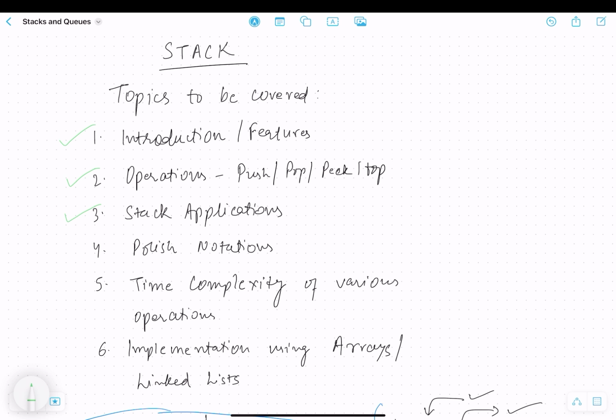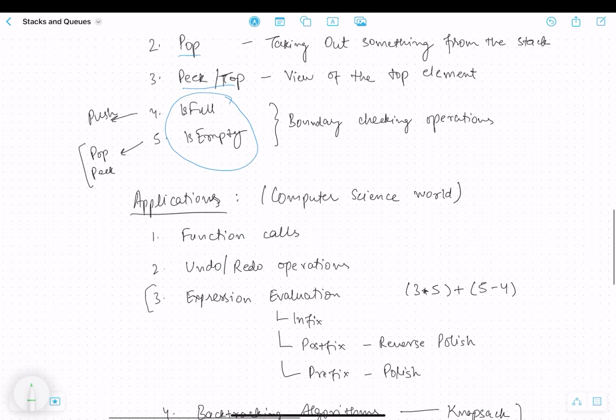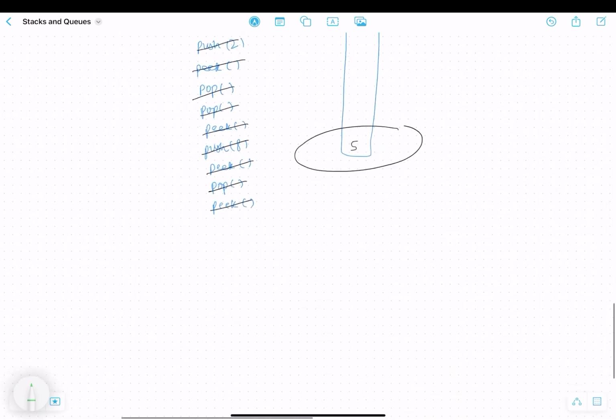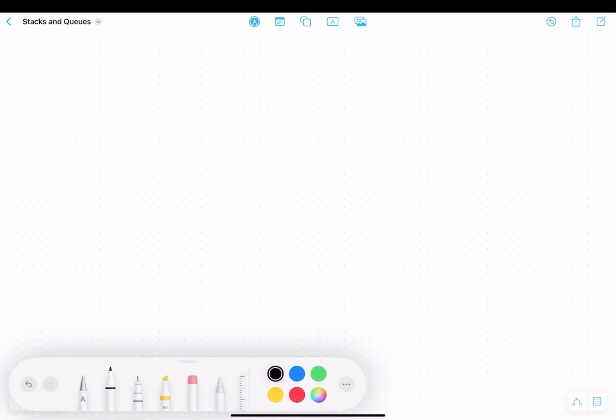Today we are going to see the most important application and its live examples: the polish notations, or infix, prefix or postfix notations. Very important one, and from your exam point of view also, definitely there would be a question on this one. So let's start today's video.